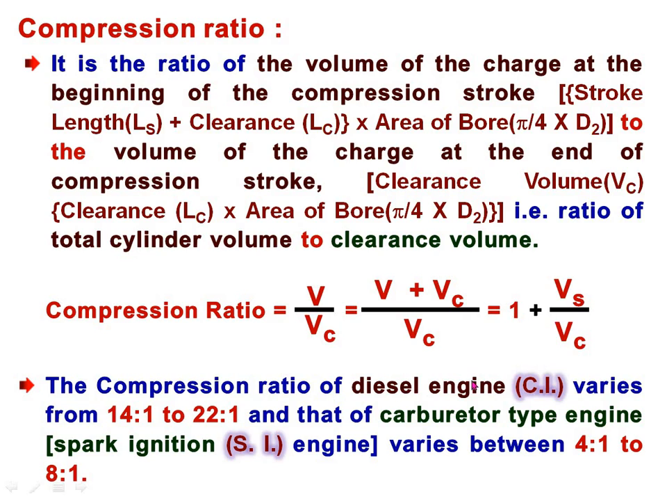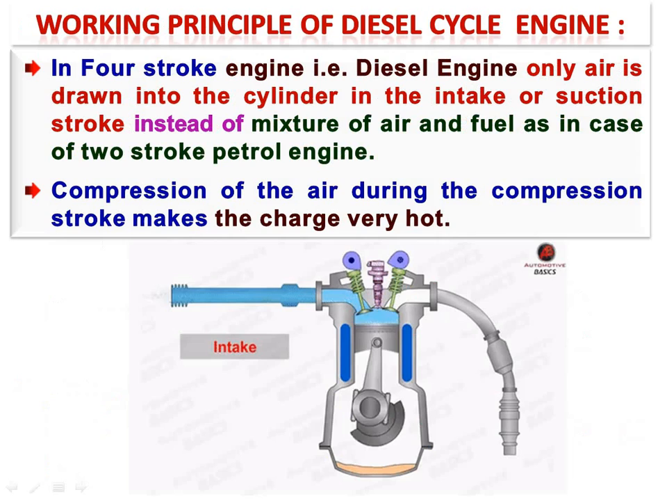The compression ratio of the diesel engine, that is the compression ignition engine, varies from 14:1 to 22:1, and that of the carburetor type engine, that is the spark ignition engine, we can say simply SI engine, varies from 4:1 to 8:1.